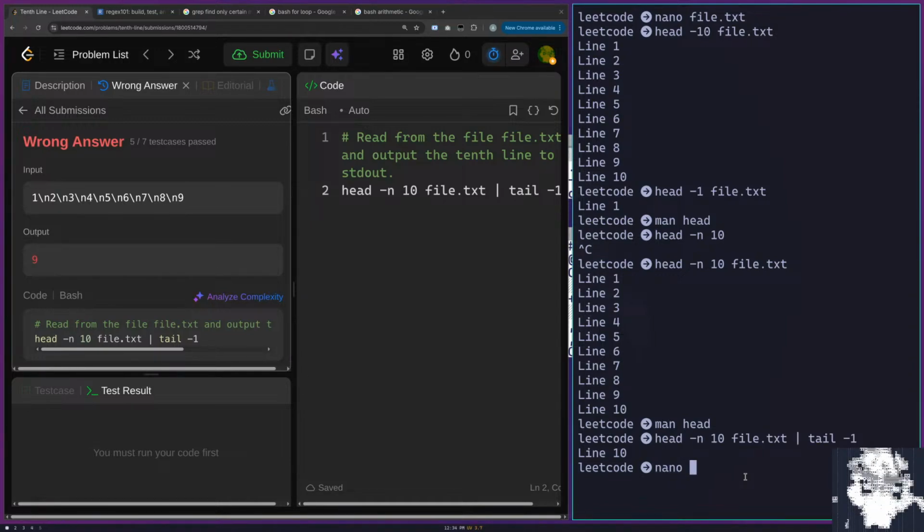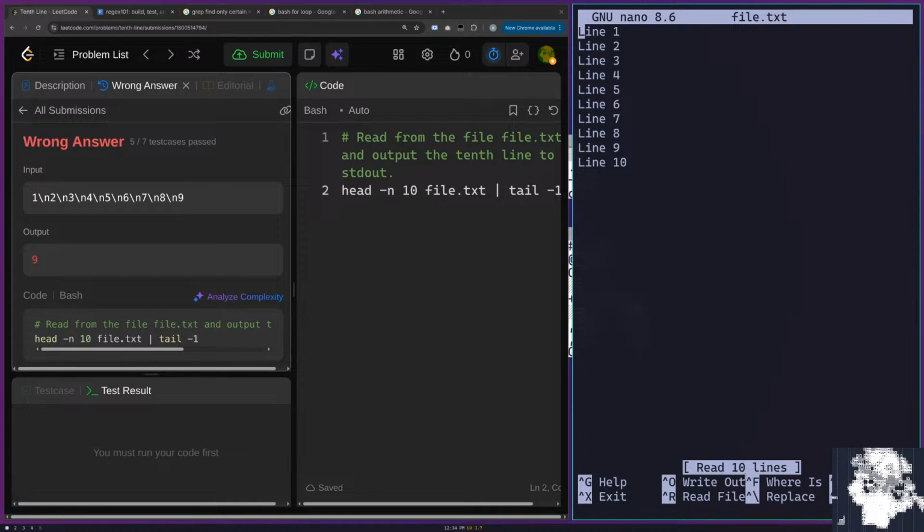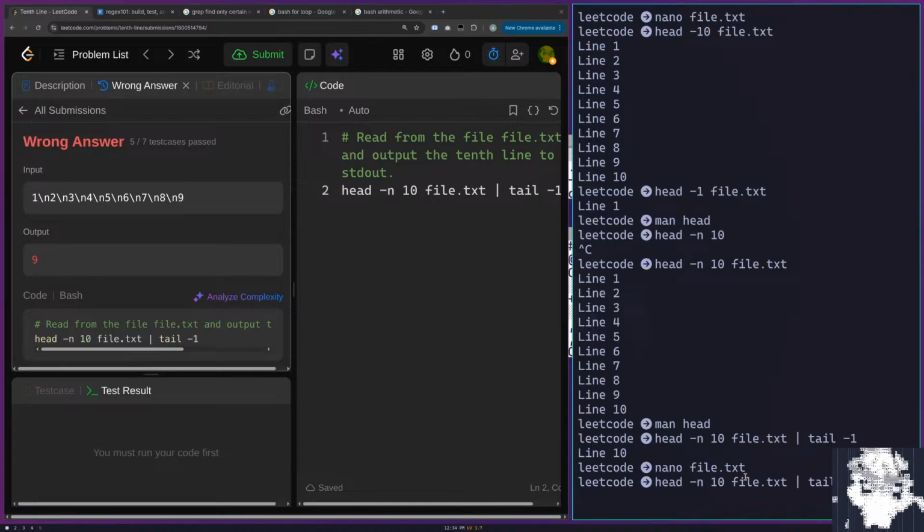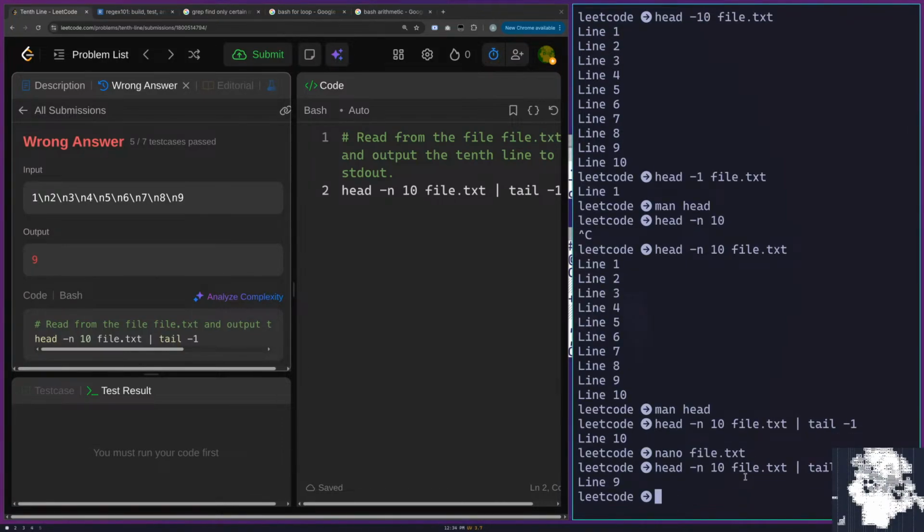Nano file.txt. Let's remove the 10th line. Save that. If we run this, we get line 9, but we should probably have no output. Oh, it is telling me. It's just the fact that it's red means there should have been no output.